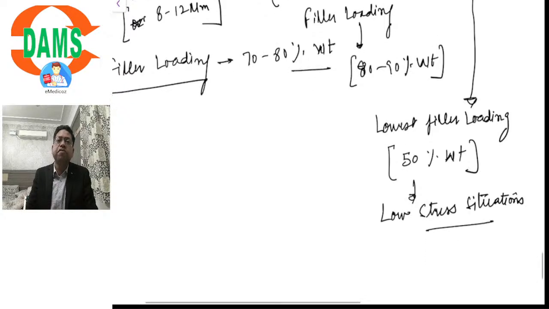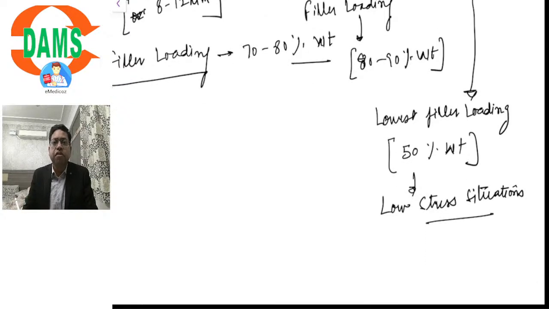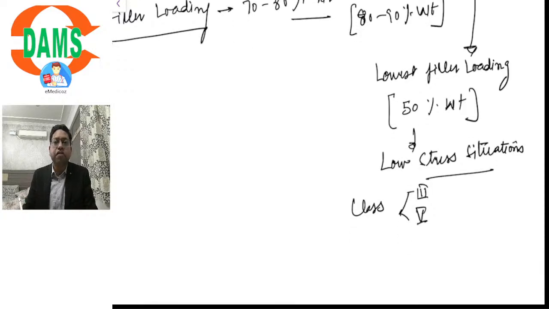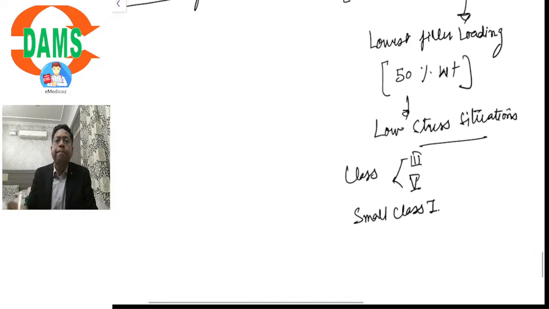Which type of composites? The microfill composites. And I hope you all must be knowing what are low stress situations. Low stress situations are basically class 3 and 5 situations, restorative conditions, and small class 1 restorations. They are all considered to be low stress situations.